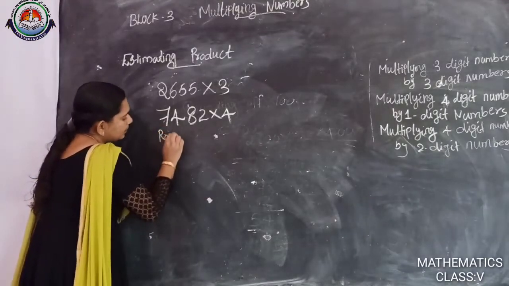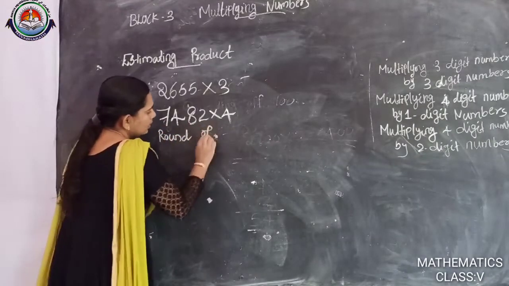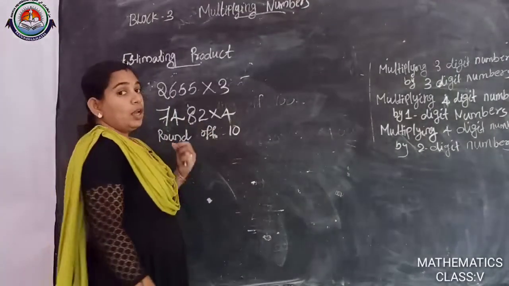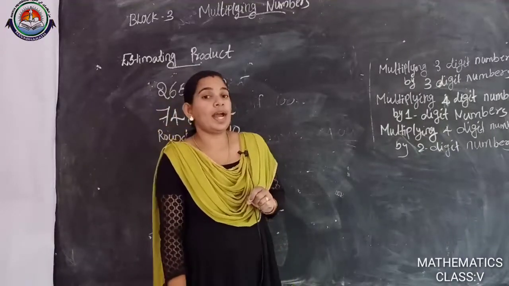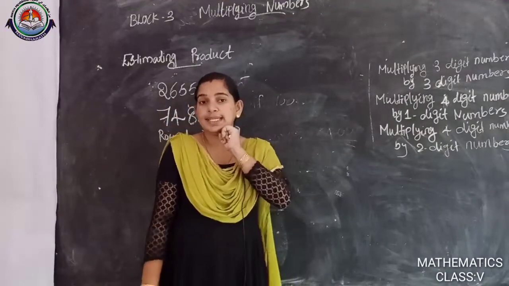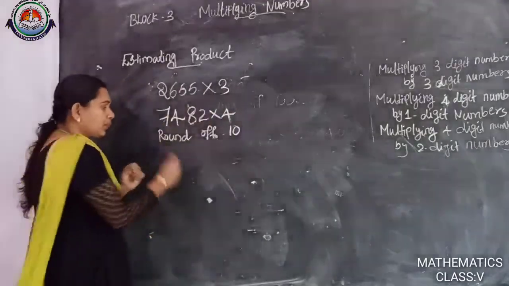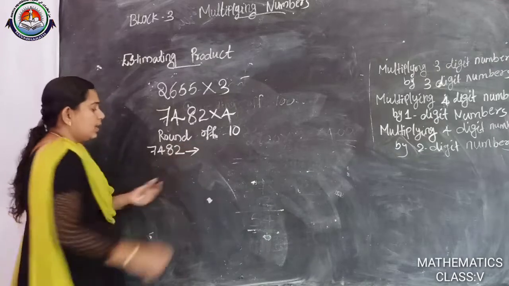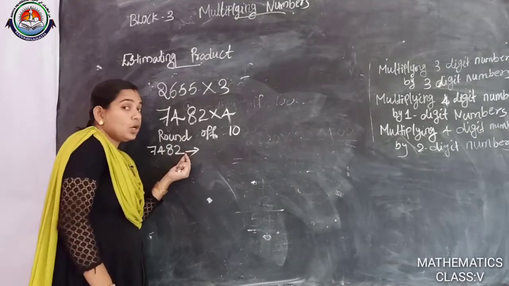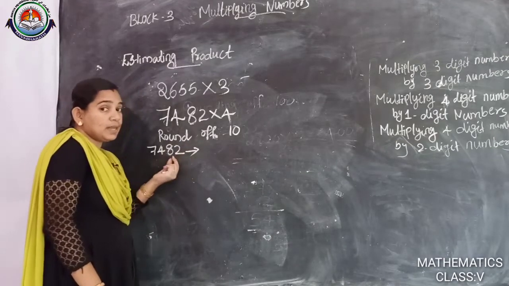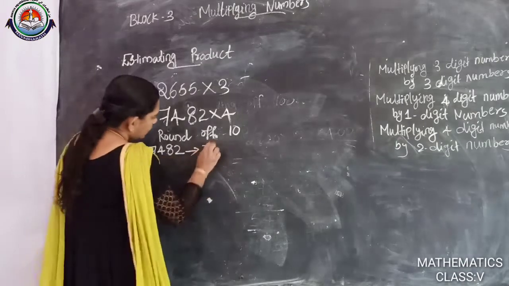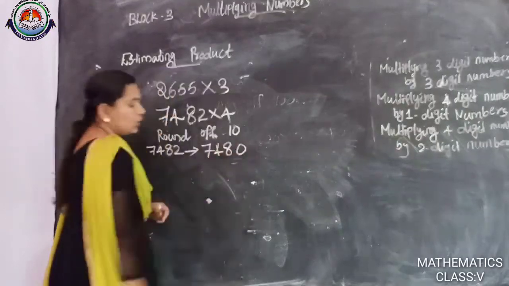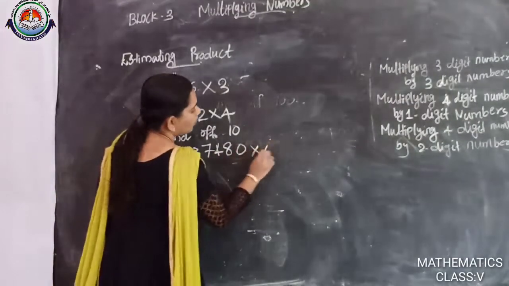Rounding off 10. How is it rounded? If the ones place number is 5 or more than 5, we want to add 1 to the tens place digit. So here the ones place is 2. Do we want to add 1 to the tens place digit? No. So we write the left side with no change: 7, 4, 8, then 0 into 4.